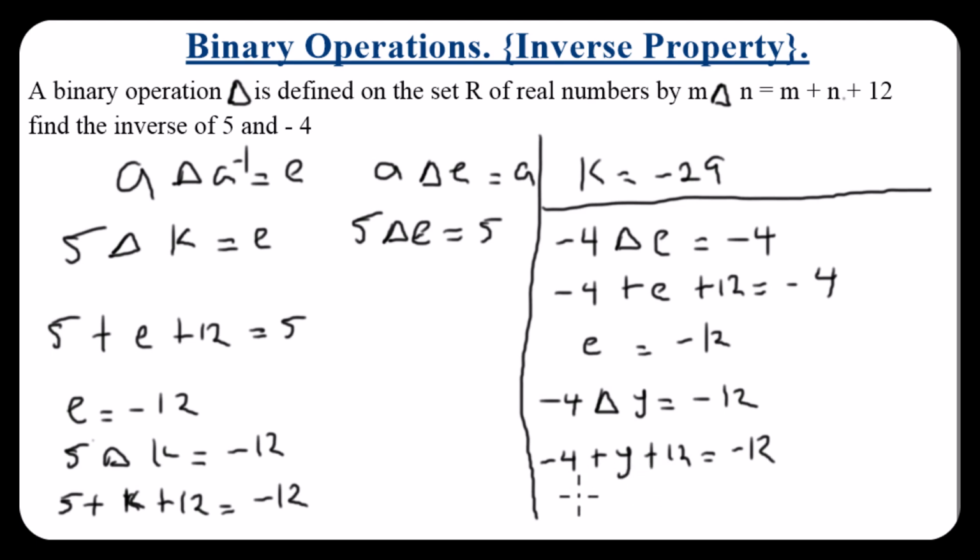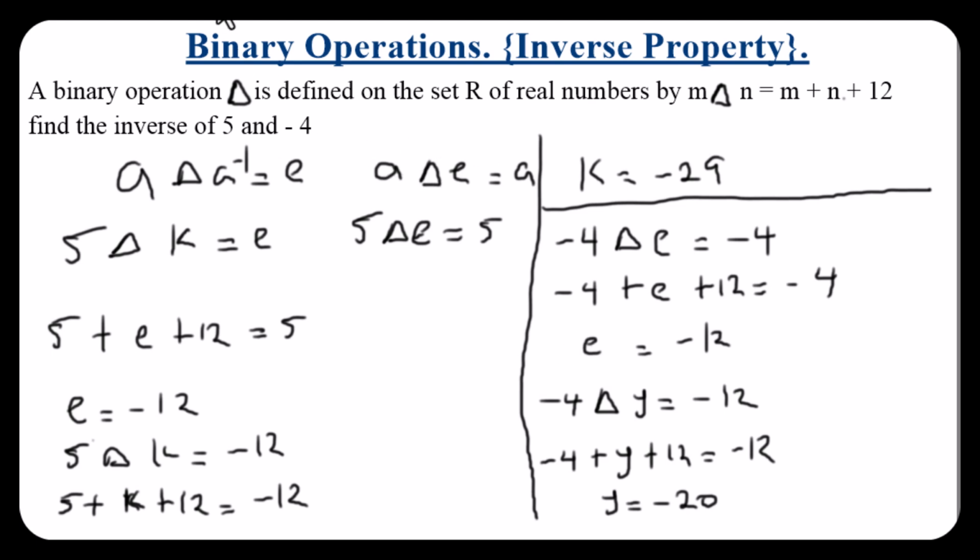Okay, so we have to take this to the other side. Taking 12 to the other side becomes minus, so that's minus 24. Taking minus 4 to the other side becomes plus 4, so that's minus 24 plus 4, and our final value has to be minus 20. So the inverse of 5, we got it to be minus 29, which is k, and the inverse of minus 4, we got it to be minus 20, which is y.